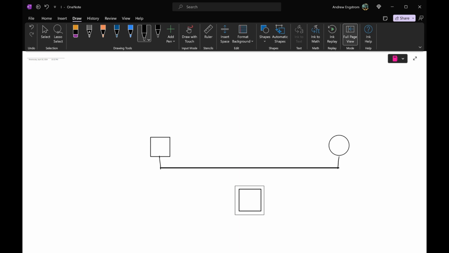Welcome, everyone, to Drawing and Creating Genograms. I'm your host, Andrew Engstrom. Today we'll be helping you draw your family of origin genogram using our lovely fictitious family, the Bullmans.